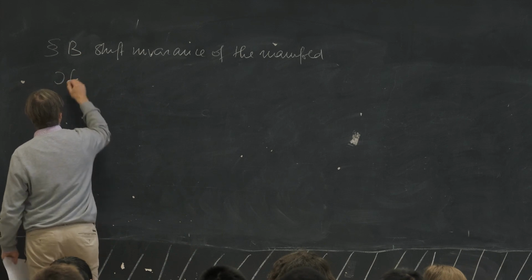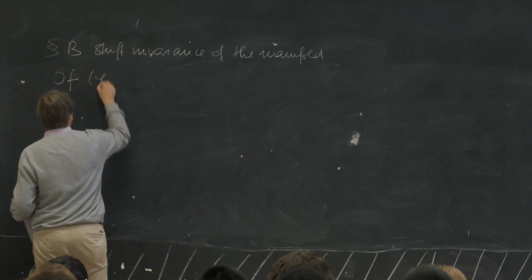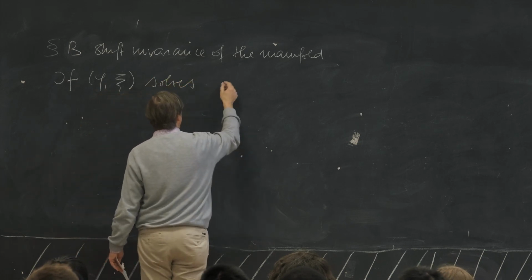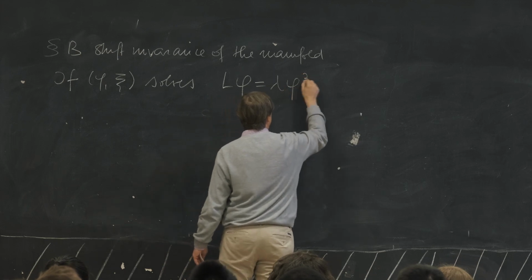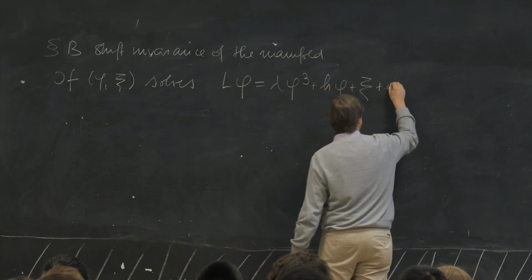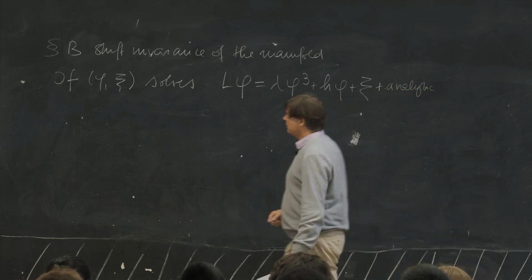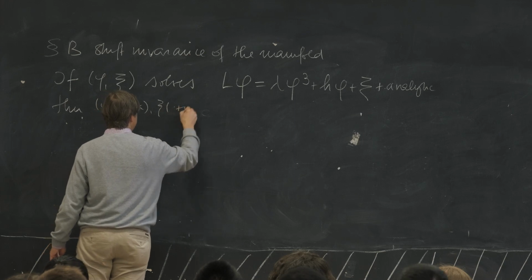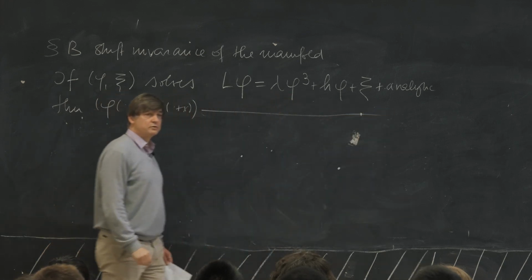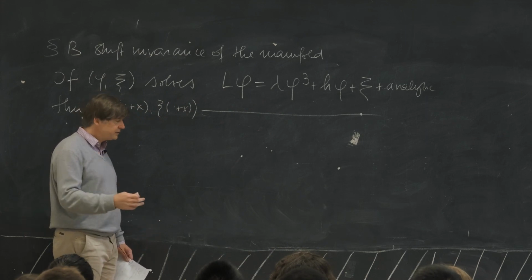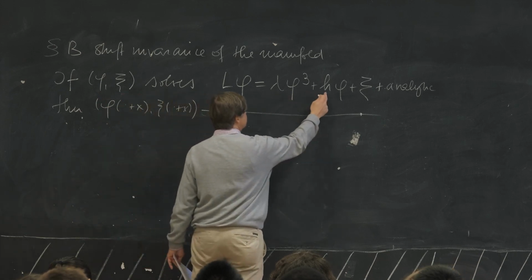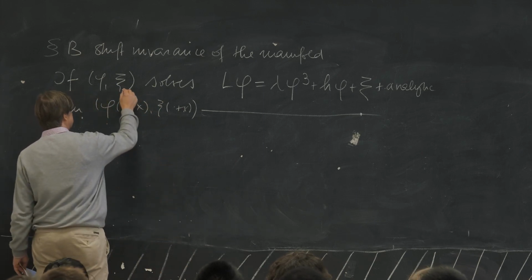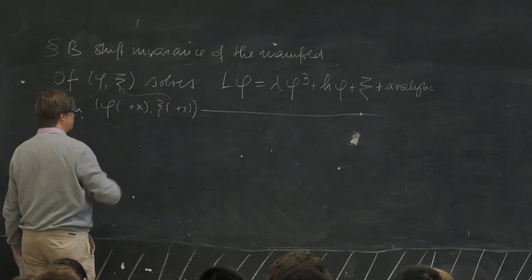So there was an observation which we made very early on, namely that if a couple of functions and right-hand sides solves our equation, L phi is equal to lambda phi cubed plus h phi plus xi plus some analytic function, then of course, if we shift simultaneously the solution and the right-hand side, you still get a solution, right? That's a very basic, fundamental invariance, which has to do with the fact that these coefficients do not depend on space, time, and that's a very important property because it fits well the stationarity of the noise we want to consider, like white noise.